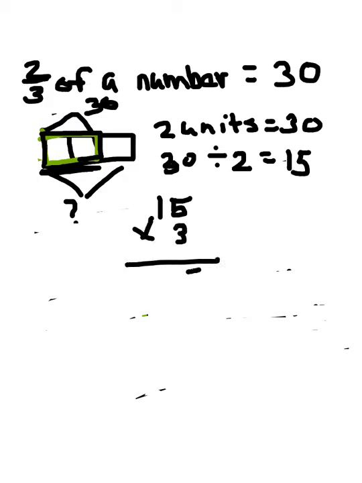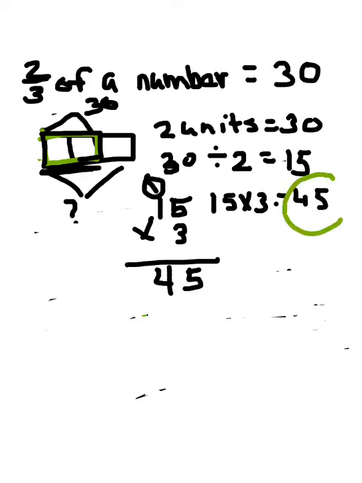3 times 5 is 15. I'm going to carry the 1 and circle it. 3 times 1 is 3, plus 1 is 4. So 15 times 3 equals 45. So our missing number is 45.